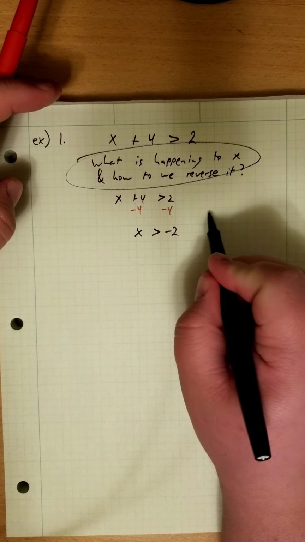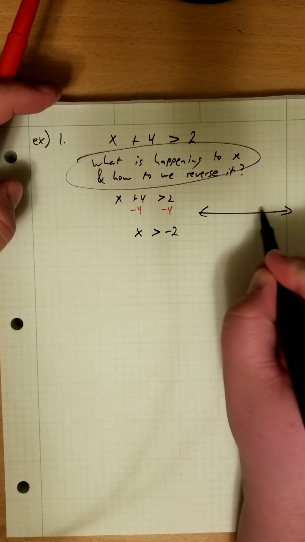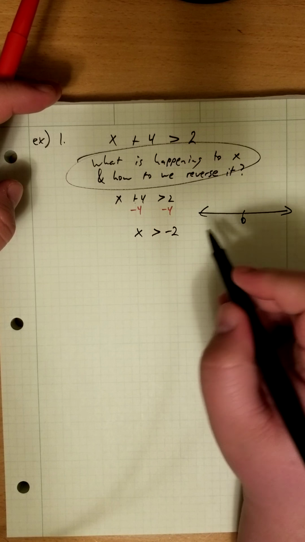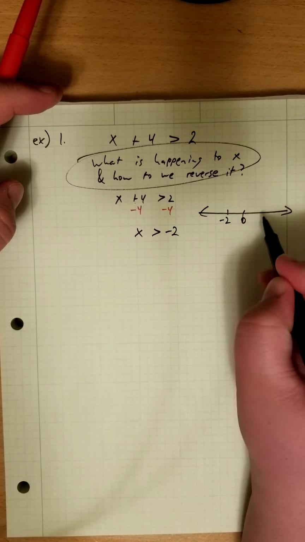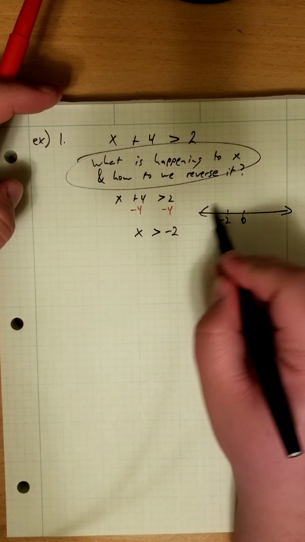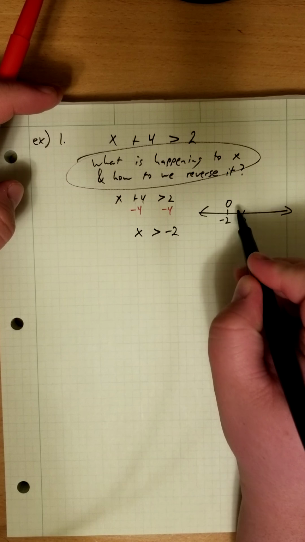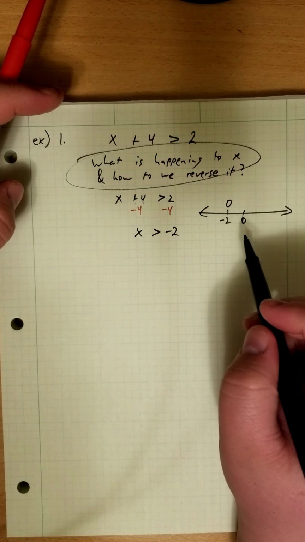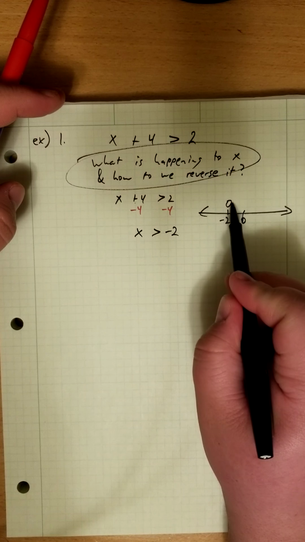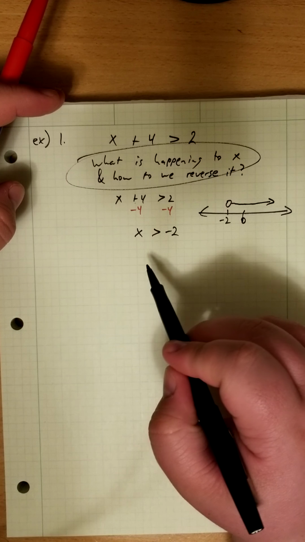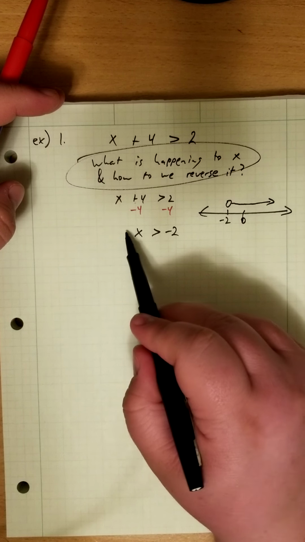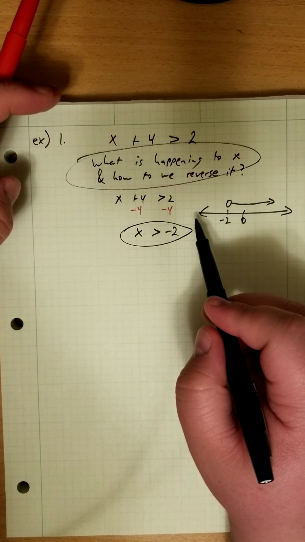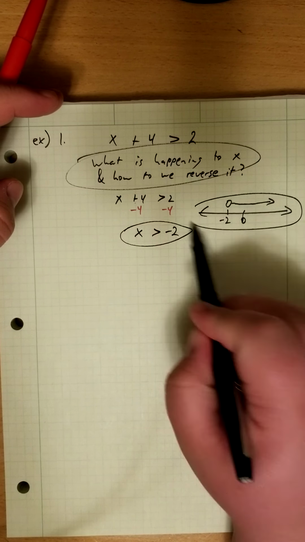So if you wanted to graph this, we have our number line. We have our 0. We go over here to -2. And then we draw a circle above it. We ask ourselves, can x equal -2? Can it equal -2? No, it has to be greater than. So we leave it open. And if it's greater, it means we have to shade above -2. So this is the solution. This is the graph.